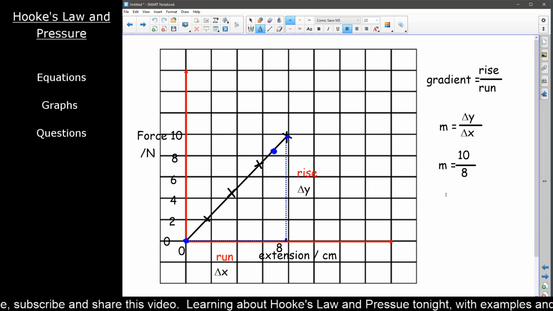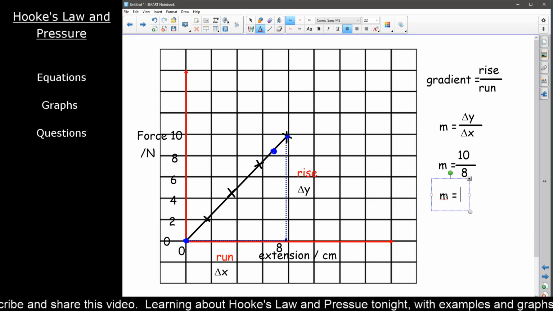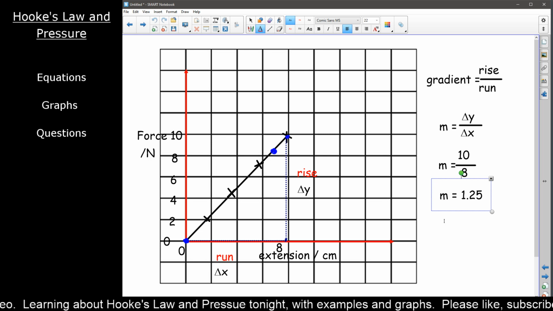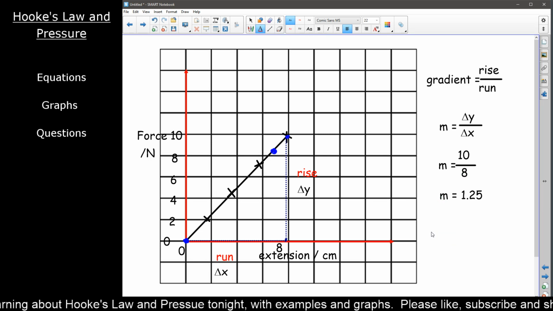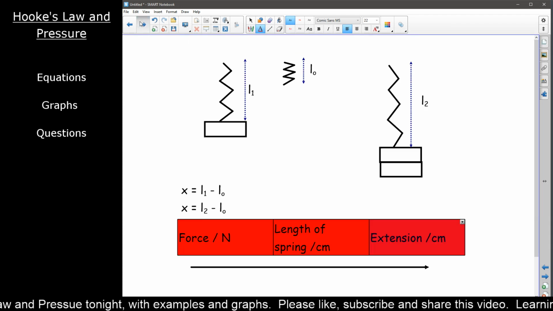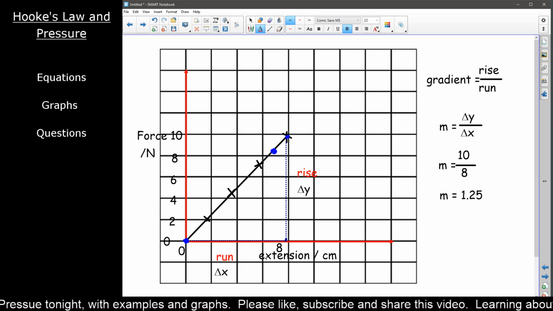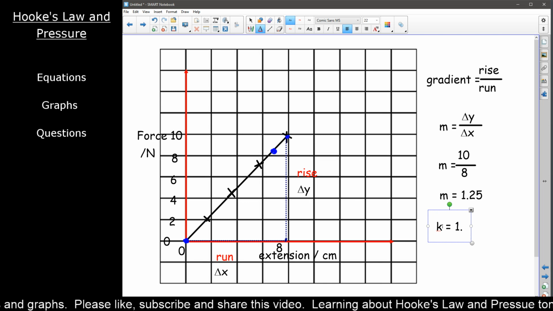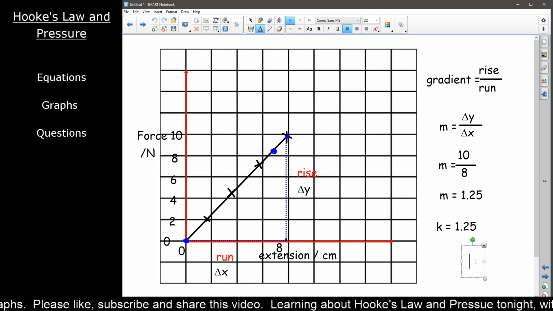And that then gives us, pop that into your calculator, that's going to give me 1.25. That's my gradient. And we'll come back to it later, it's my spring constant as well, because my value for my spring constant, k, is equal to whatever the value for the gradient of this graph is. Provided I've got force up the side and extension across the bottom, my gradient is the spring constant. Now remember what we said, that the unit for the spring constant was changeable. It would depend on what you did.